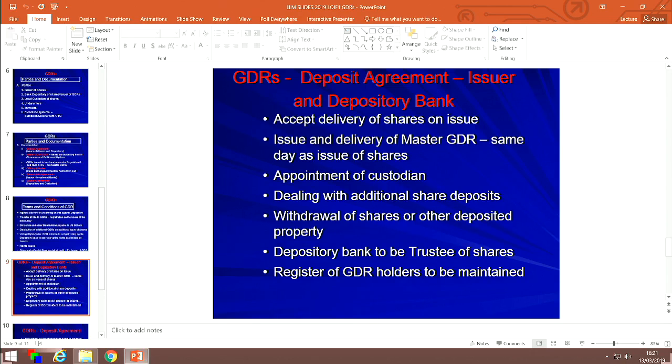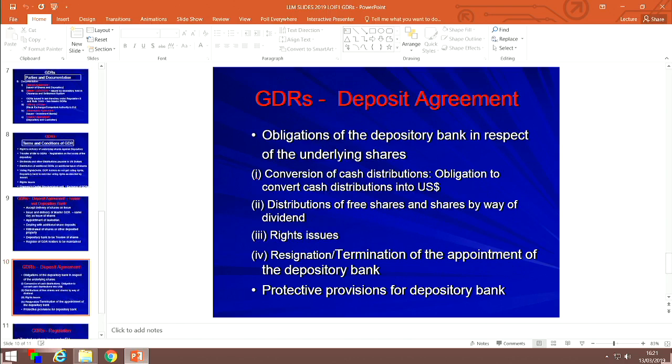It's also got the obligation of maintaining that register we were talking about, of the holders of GDRs, so that whenever a transfer is effected, the depository bank is notified and it then maintains the register of who is the GDR holder. Now, there are a number of obligations which arise in relation to the underlying shares. In particular, when dividends are paid, remember they are paid by the local corporate entity in local currency. The depository bank's first obligation when receiving dividends is to convert those dividends from the local currency into dollars and pay out the dividends due on the shares in dollars to the GDR holders. The same goes with rights issues and distributions of free shares. The depository bank is required to distribute those pro rata to GDR holders.